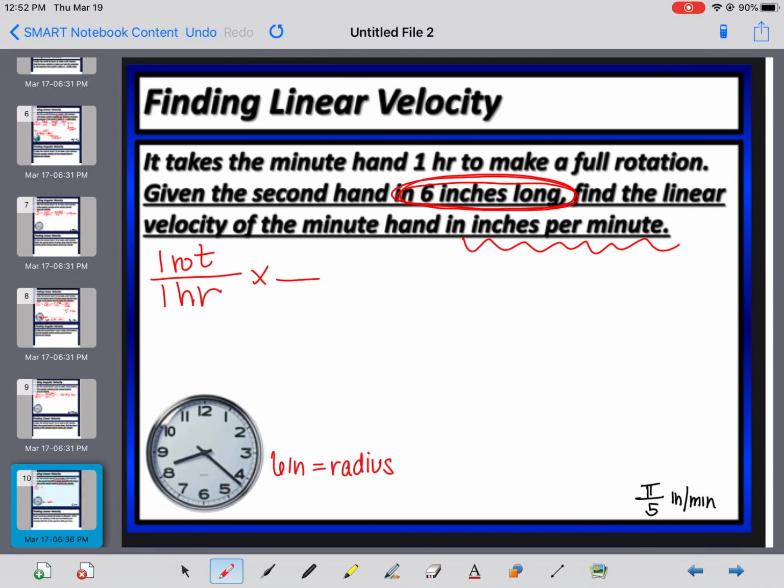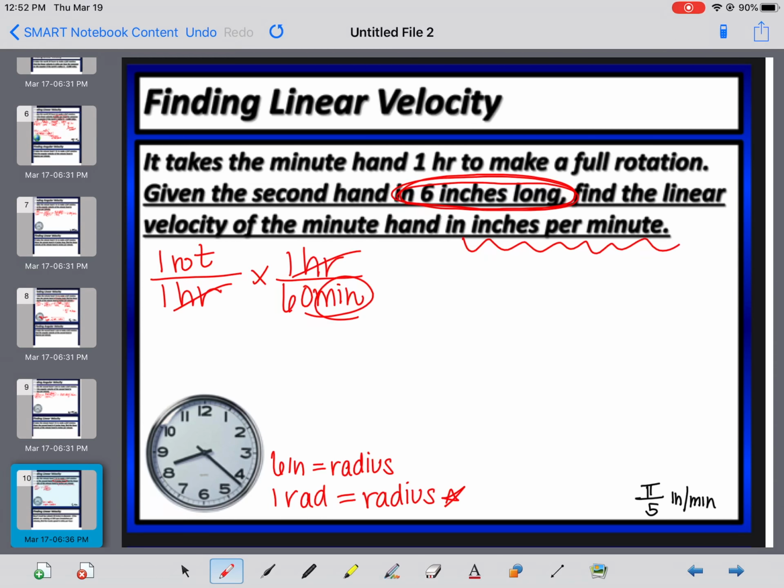Alright, so I need to convert hours into minutes. I'm going to do that first. That's easy. 1 hour is 60 minutes. Okay, cancel, cancel. We're in minutes now. Alright, now I need to get into inches. So how many rotations equals how many inches? We don't know. Remember, whenever we don't know, we're going to write 1 radian equals radius.